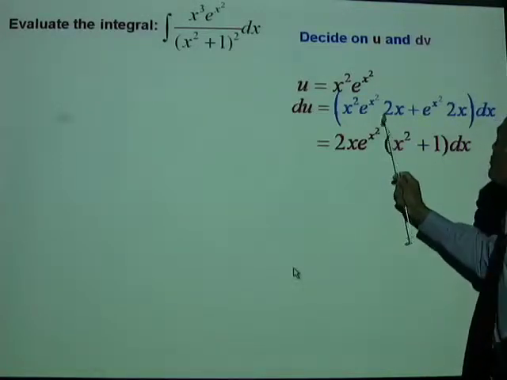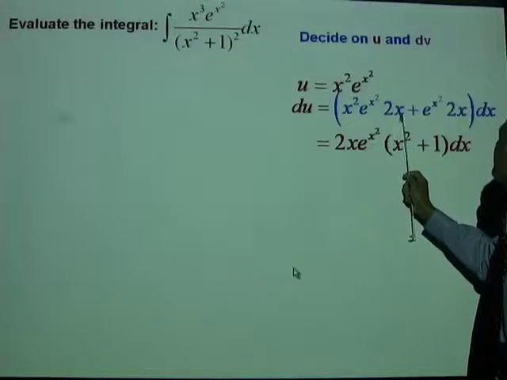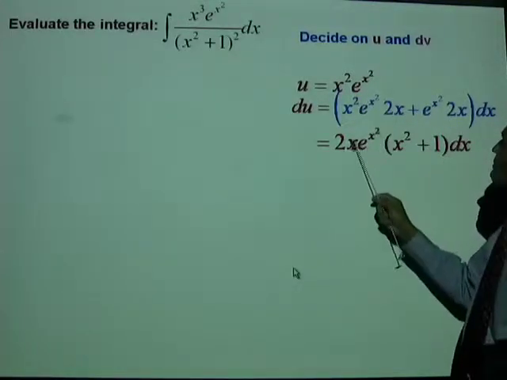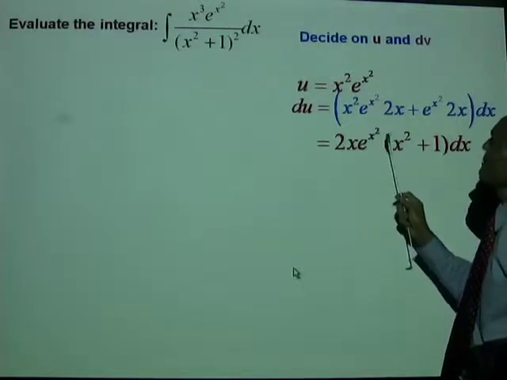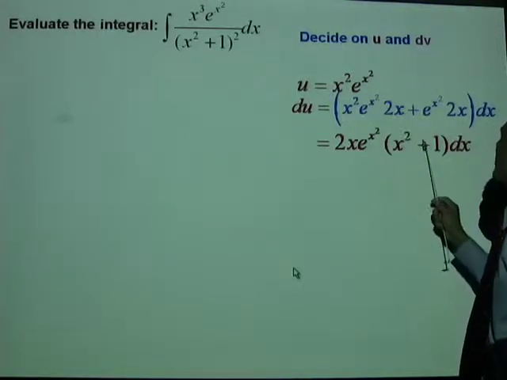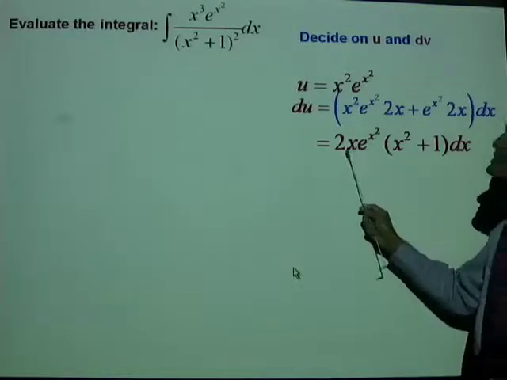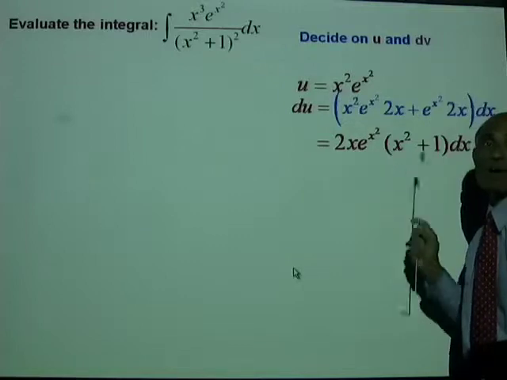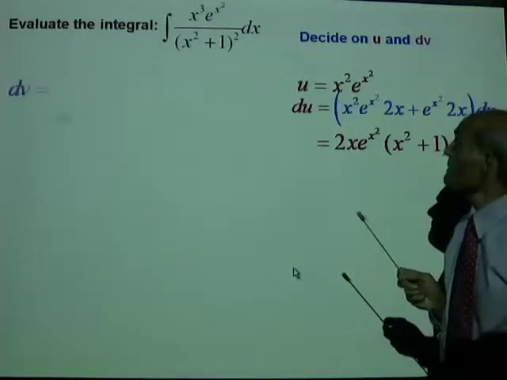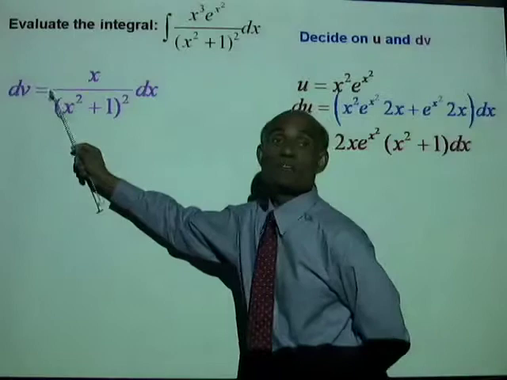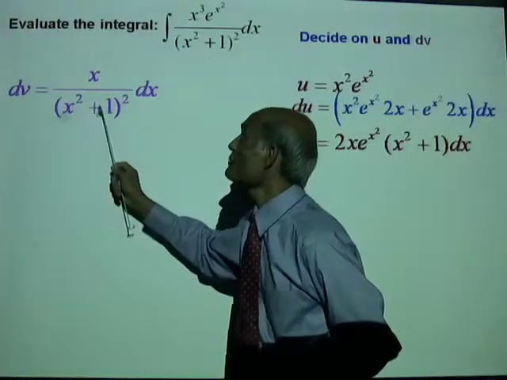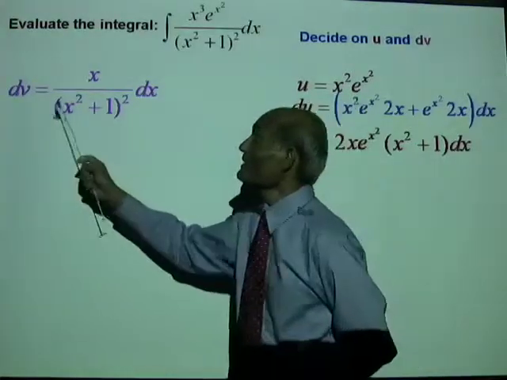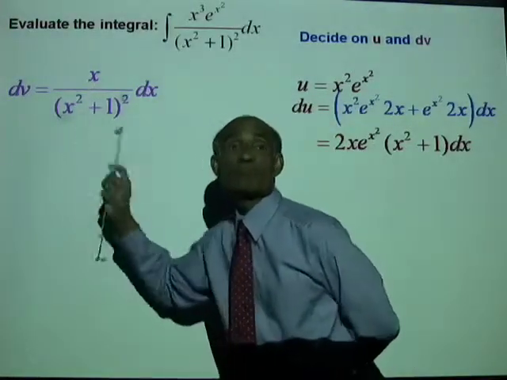Now this can be written as 2x e to the power of x squared is common, so we factor that out. That will be 2x e to the power of x squared times (x squared plus 1) dx is our du. So we got our u and we have our du. What's our dv? Our dv is x over (x squared plus 1) to the power of 2 dx.